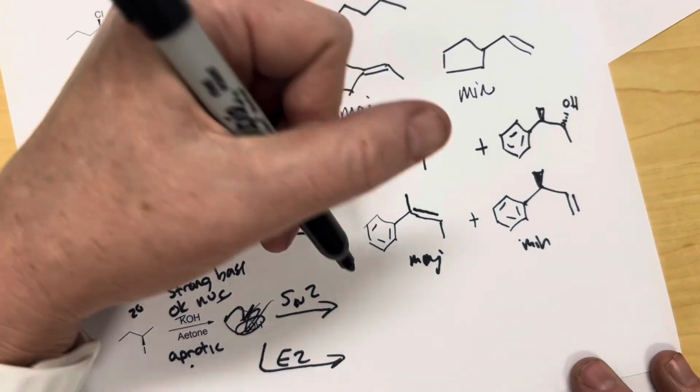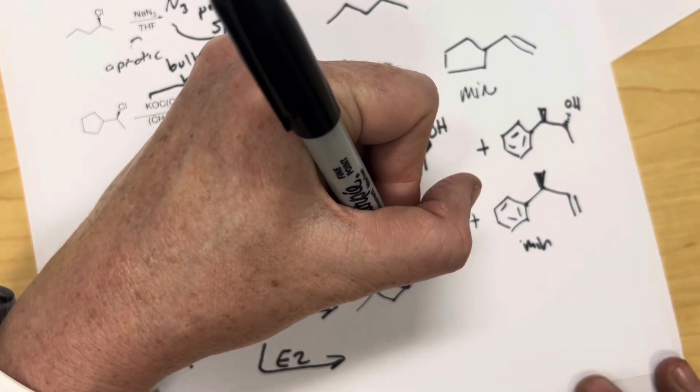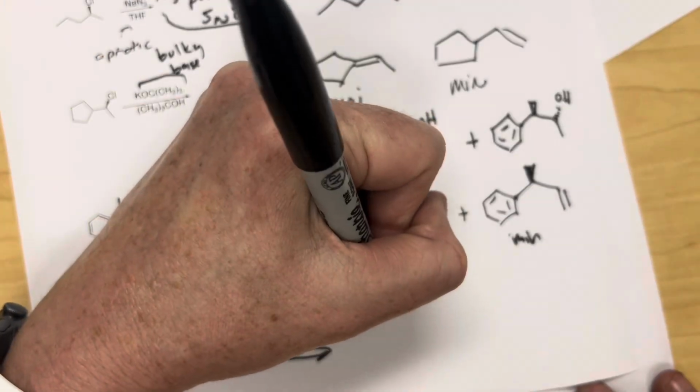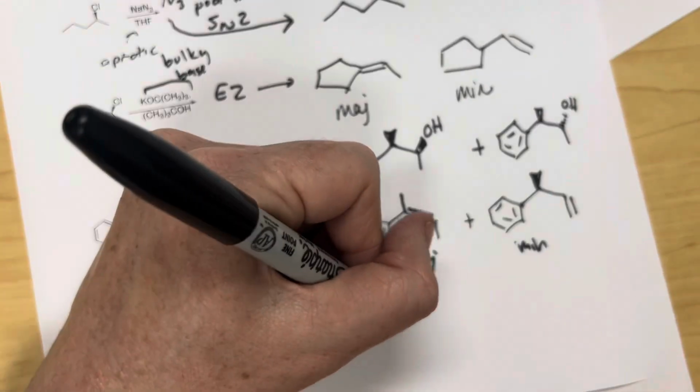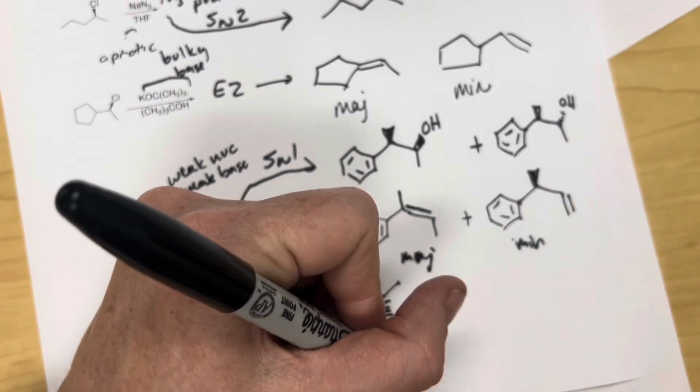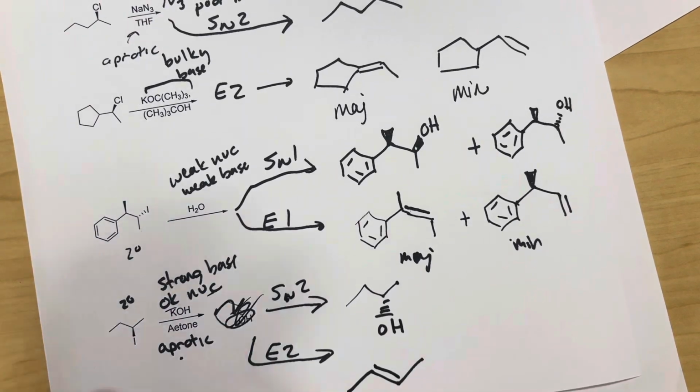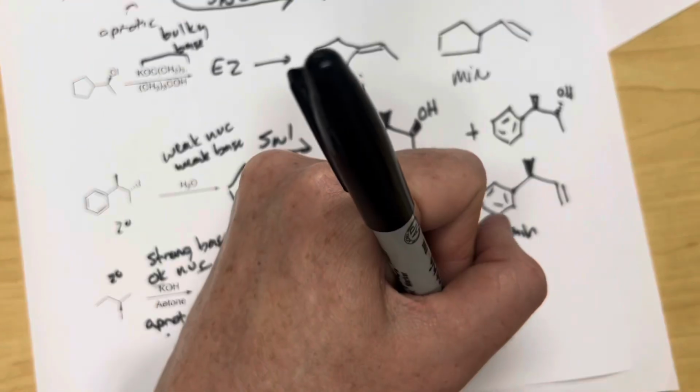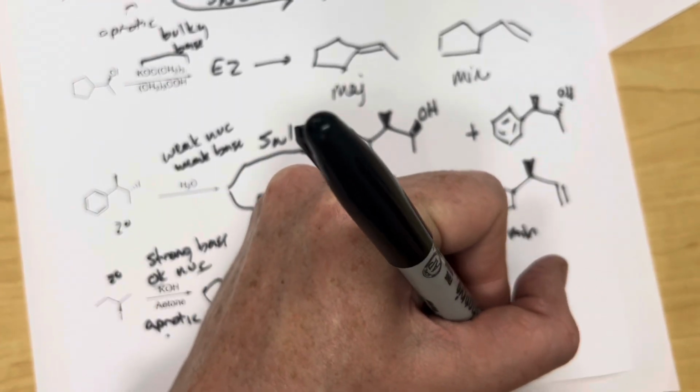So what we get here is what we already drew, where we got just the backside approach, so we'll have a dash instead of a wedge, and then our OH will be on that. So that's our SN2. And then our E2 results would be the most substituted one there as our major, and this one would be our minor.